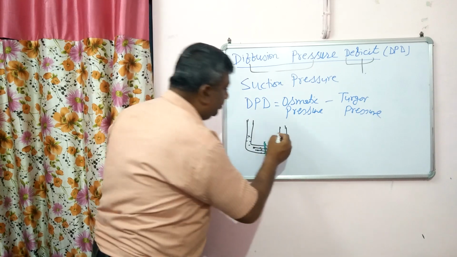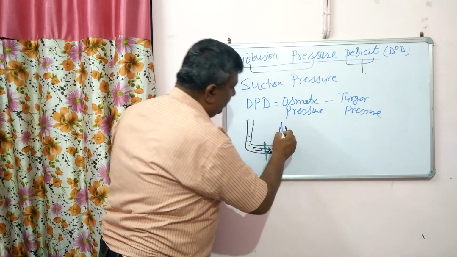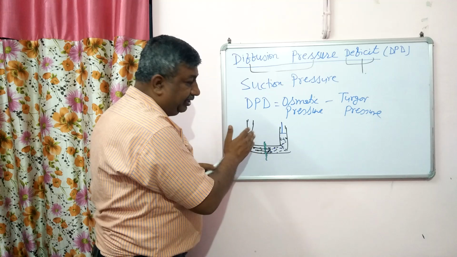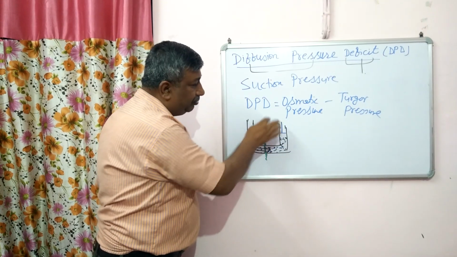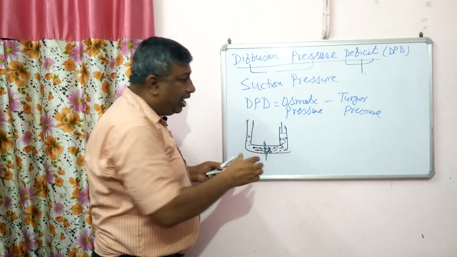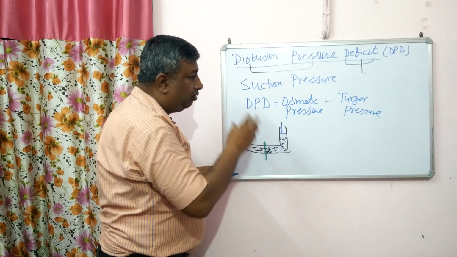Or in other terms, suppose there is a piston, and we want to check this diffusion. So if we create a pressure so that entry of water is checked, so that pressure which is required to check the entry of water is known as osmotic pressure.